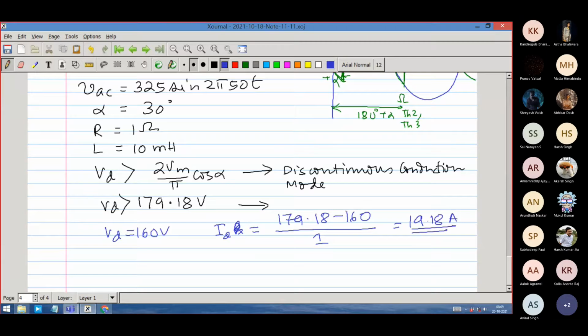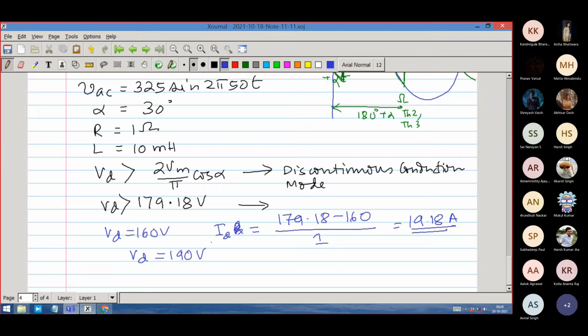So you understand that for passing the current in the continuous conduction mode, the Vd has to be less than 179.18. The moment you get Vd greater than that voltage, you must be sure that you are in the discontinuous conduction mode, which is the situation we described in the last class. That is, we said that Vd is equal to 190 volts.